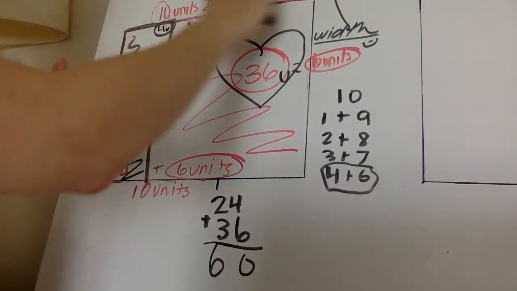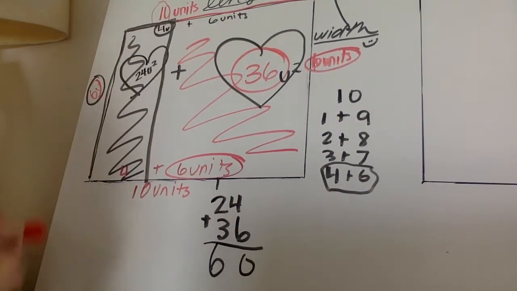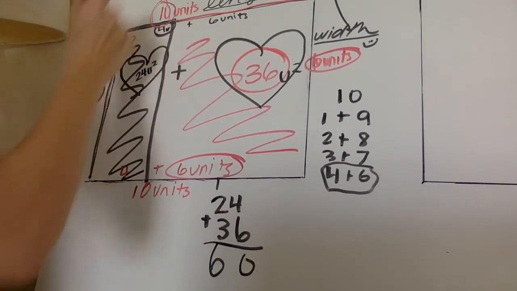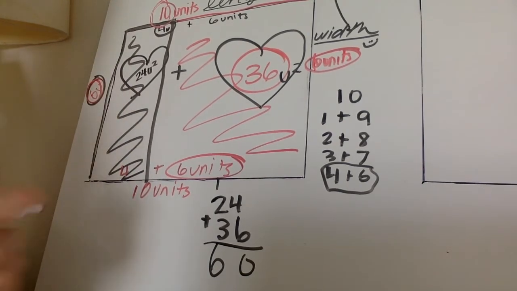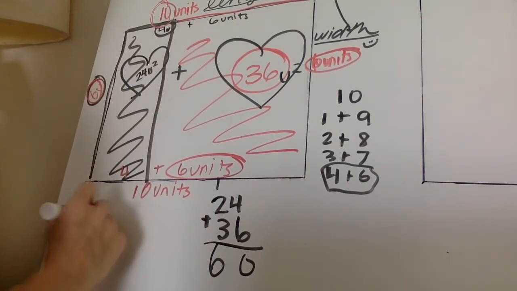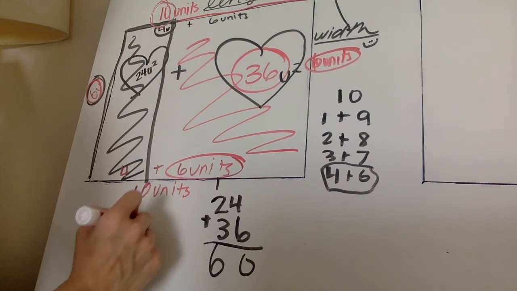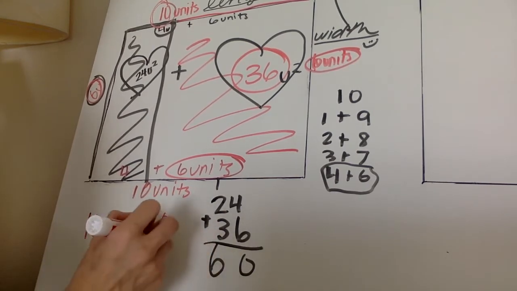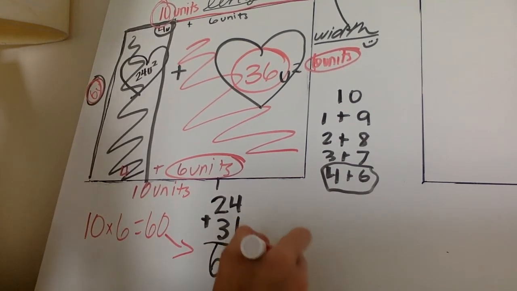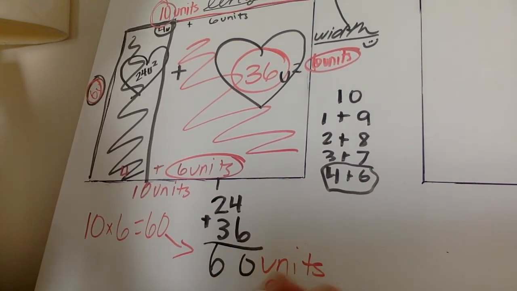finding the area of this entire thing by taking this 10 and this 6 and multiplying them together. 10 times 6 is 60. So our answers match. 16 units squared is our area.